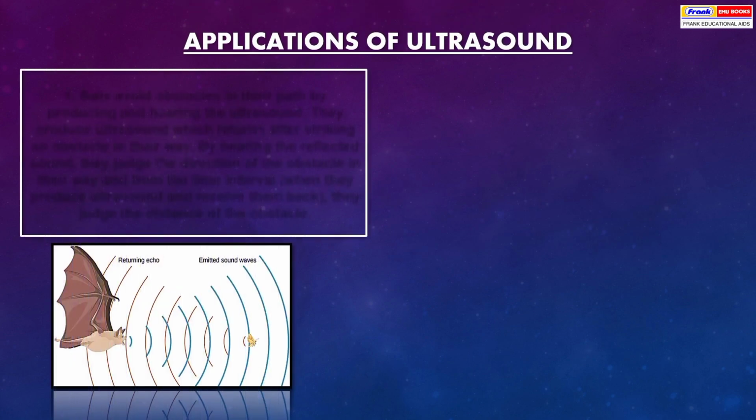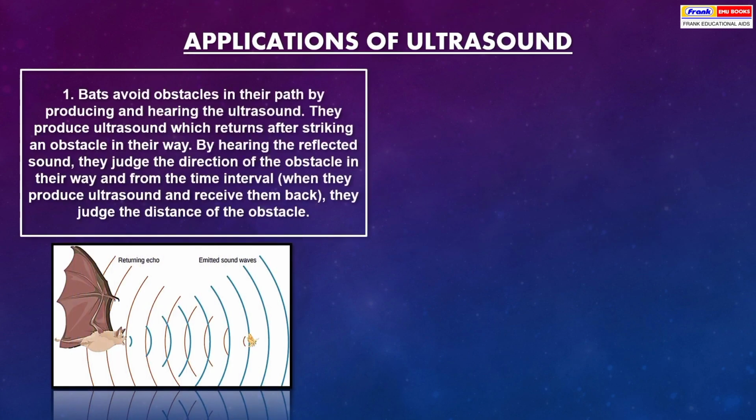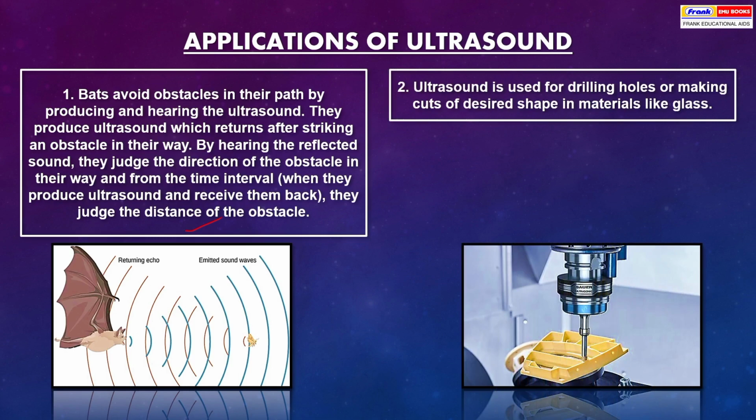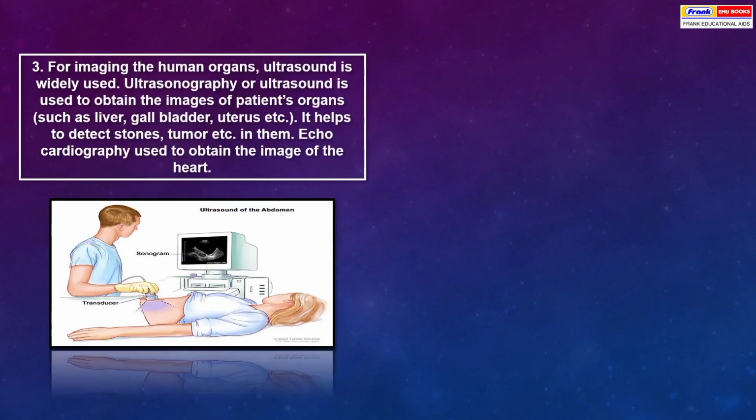Applications of ultrasound. Bats avoid obstacles in their path by producing and hearing ultrasound. They produce ultrasound which returns after striking an obstacle in their way. By hearing the reflected sound, they judge the direction of the obstacle, and from the time interval, they judge the distance of the obstacle, because the sound produced by a bat is ultrasound. Ultrasound is also used for drilling holes or making cuts of desired shape in materials like glass and hard materials.